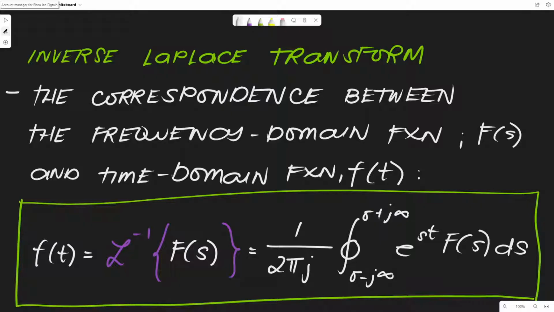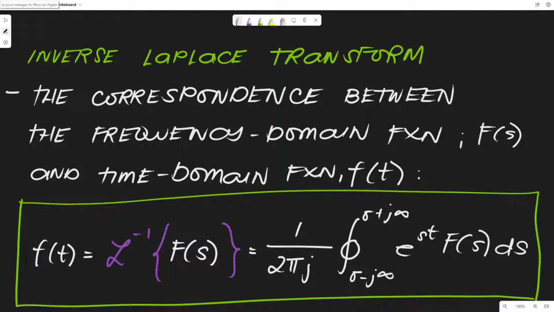Noong nakaraan, we have already discussed the Laplace transform, paano ba nabuo yung ating Laplace transform table. So, essential din na malaman natin kung ano yung inverse Laplace transform. Bakit? The inverse Laplace transform is the correspondence between the frequency domain function, yung F of s natin, and the time domain function, f of t. Kumbaga, ibabalik natin from frequency domain into time domain.